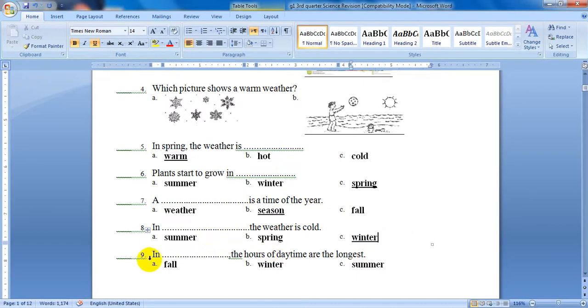The next question, number 9. In one season, the hours of daytime are the longest. Which season has the longest daytime hours? Is it fall, winter, or summer? Of course, we said it's summer. Summer has the longest daytime hours, while winter has the fewest daytime hours.